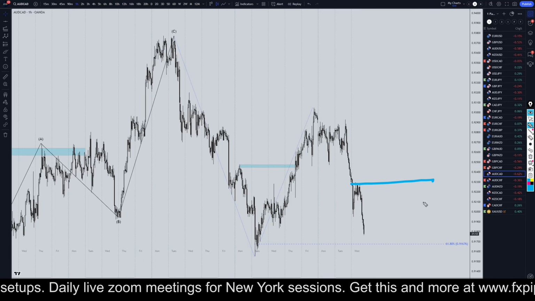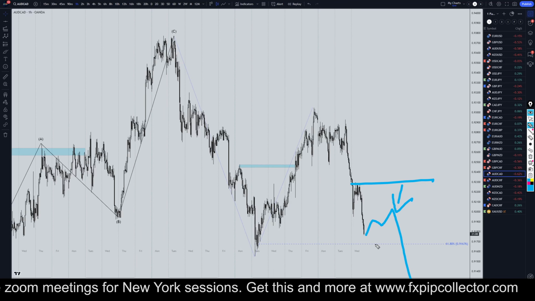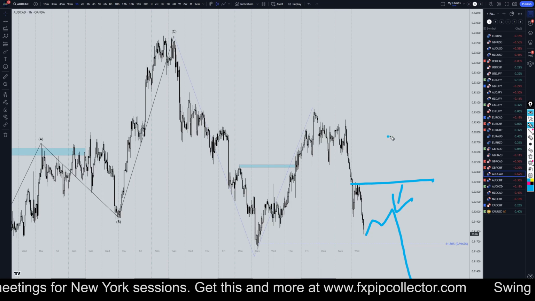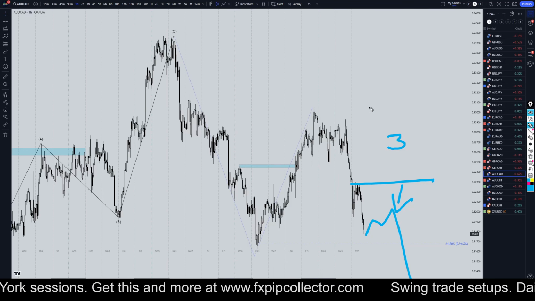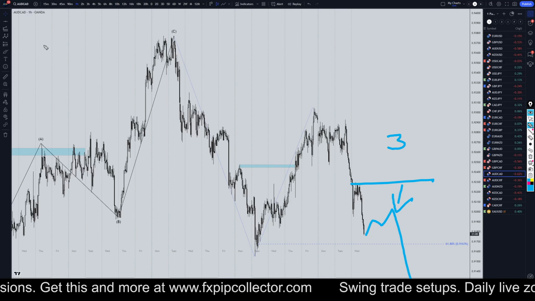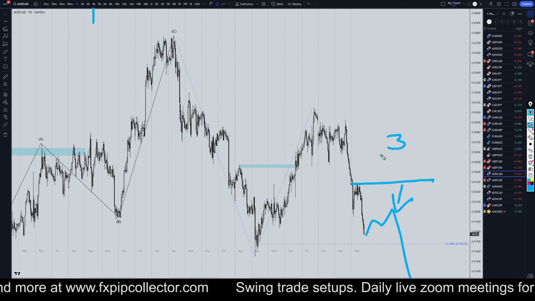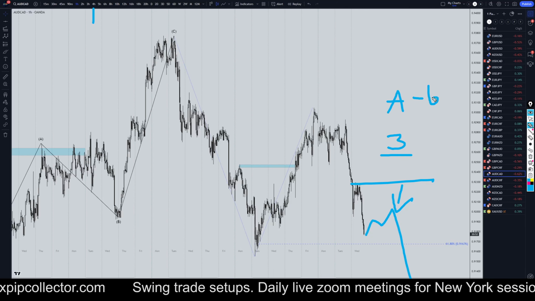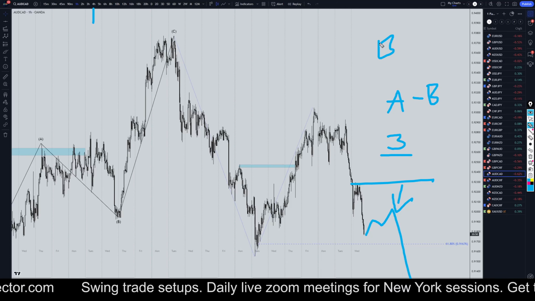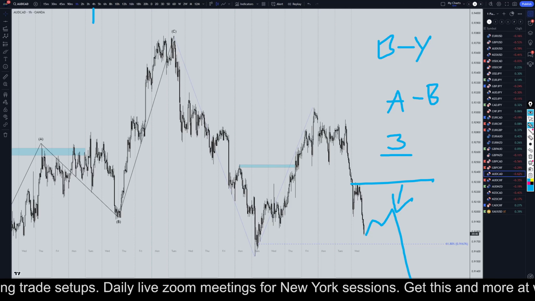So as long as it doesn't break structure to the upside, I would definitely be doing nothing but looking for shorts on these sorts of time frames. If this really is a wave 3, I'm sure there's going to be plenty of pullbacks along the way, but for the most part, it should continue to make lower lows, lower highs on about the 4 hour time frame to make this 3, 4, 5 of what's probably a wave A of wave B, which is probably a wave B of wave Y on the much higher time frames.